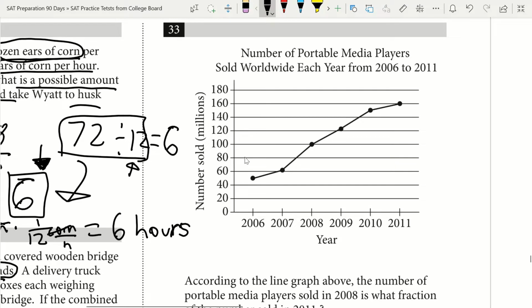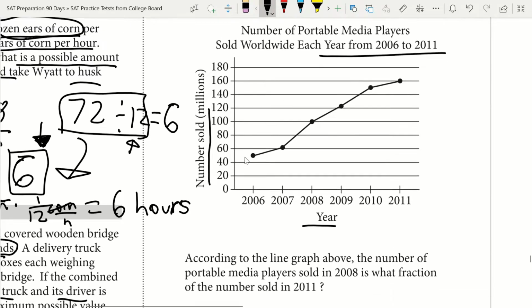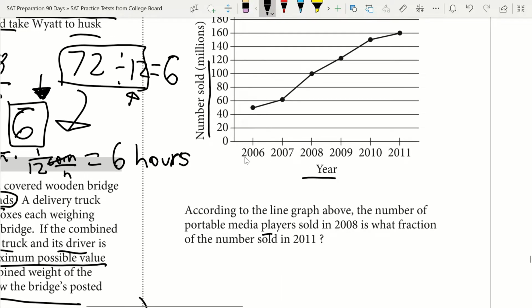The number of portable media players sold worldwide each year from 2006 to 2011. I've got my numbers sold in millions on my y-axis, year on my x-axis. According to the line graph above, the number of portable media players sold in 2008 is what fraction of those sold in 2011? Well, I'm going to go from 2008 up to my line.